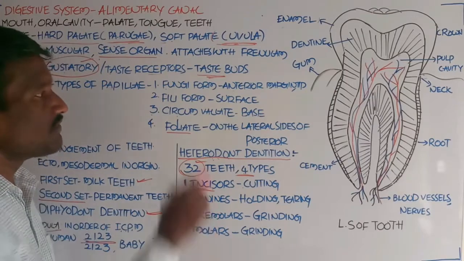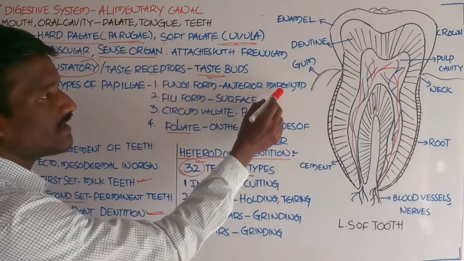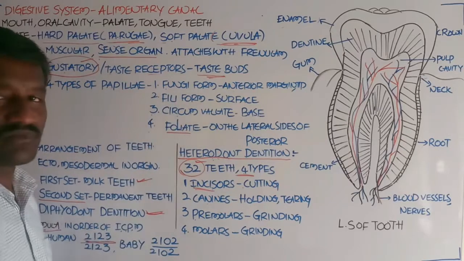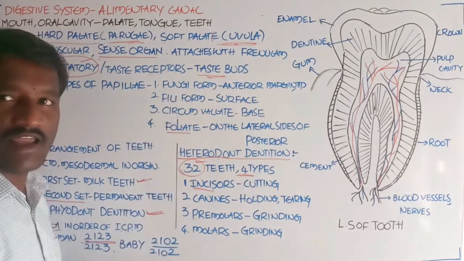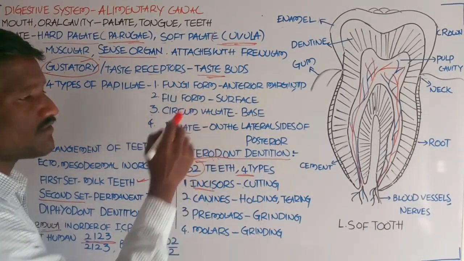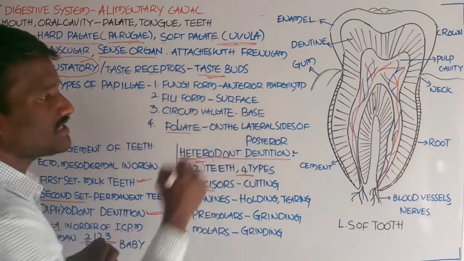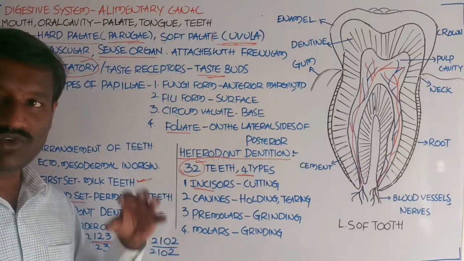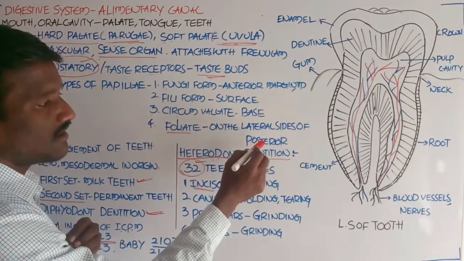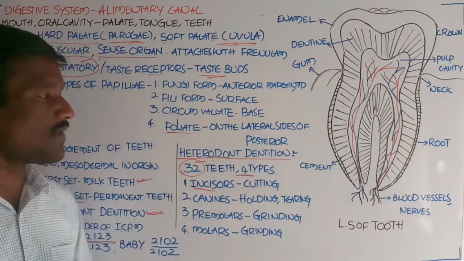Fungiform papillae are mushroom shaped and present at the anterior margin and tip of the tongue. Second is the filiform, a filament-like structure present on the surface of the tongue. Circumvallate papillae are surrounded by a wall-like structure and present at the base of the tongue. Foliate papillae are leaf-like structures present on the lateral sides of the posterior part of the tongue. These are the four types of papillae.